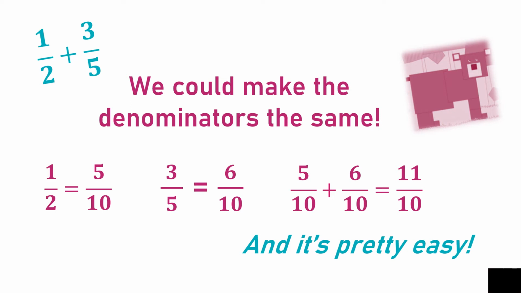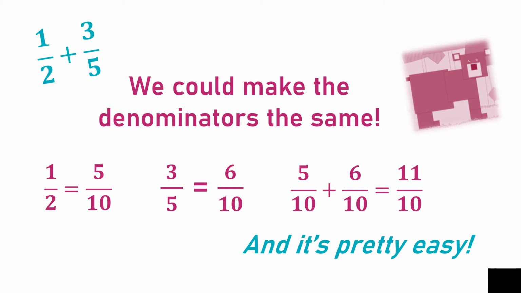Here, we're trying to add 1/2 and 3/5, fractions that have different denominators. Is there a way to make the denominators of these fractions the same? Actually, we can do that, and it's pretty easy, because you see 1/2 is really equal to 5/10. And 3/5 is equal to 6/10.